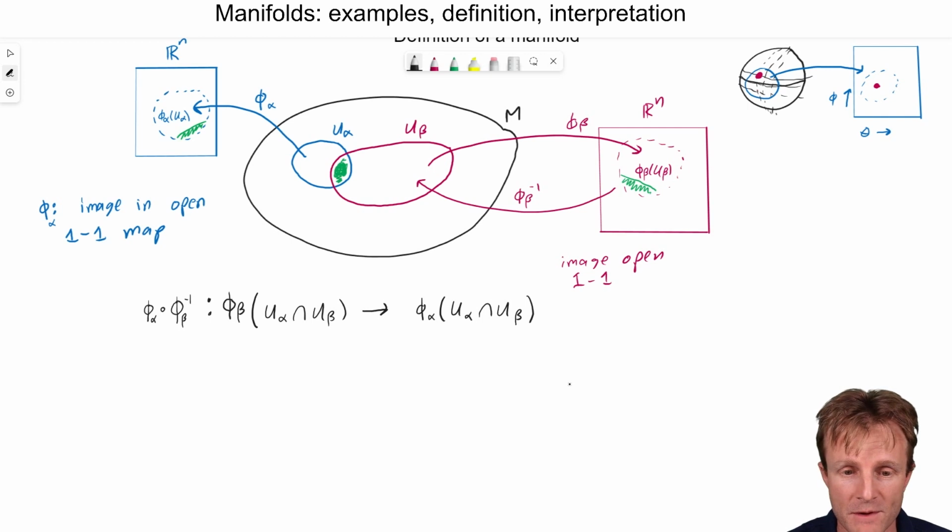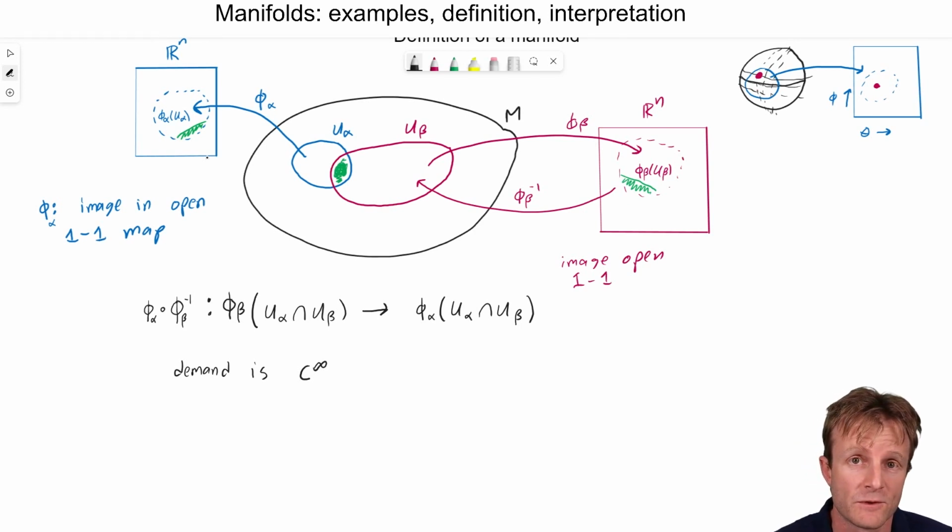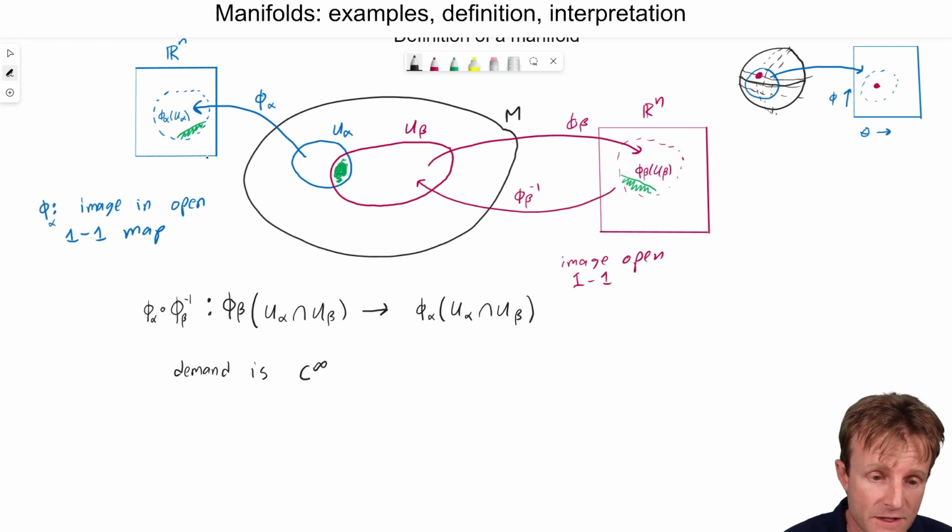And this map, which is a map from a subset of the red Rn to a subset of the blue Rn, we're going to demand is continuous and in fact smooth. C infinity in the advanced calculus sense. This gives us the notion that these two maps are not totally different things. They're part of the same smooth manifold. And if you manage to cover your whole set M with subset map pairs satisfying all these conditions, we say M is a manifold. And that is the precise definition.